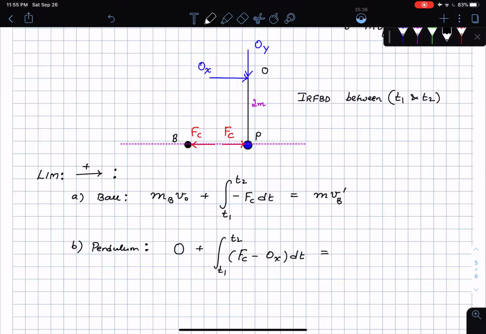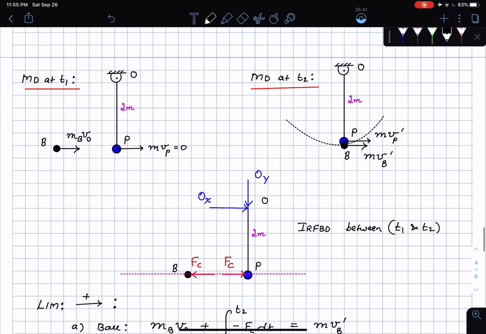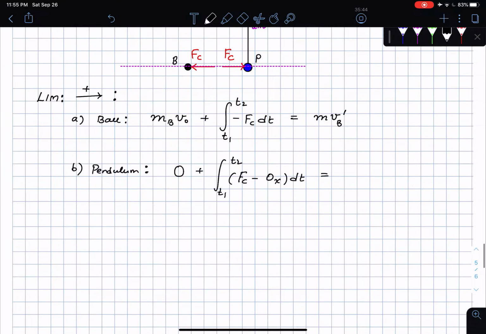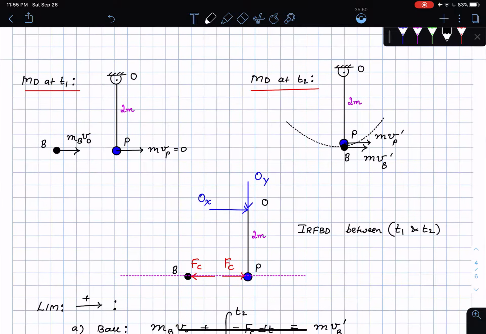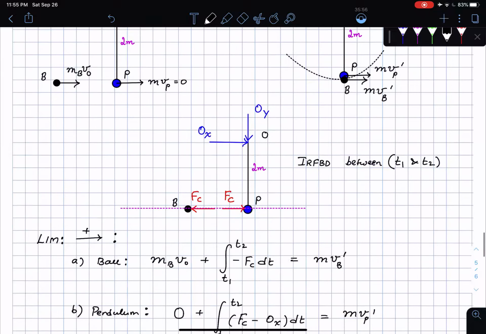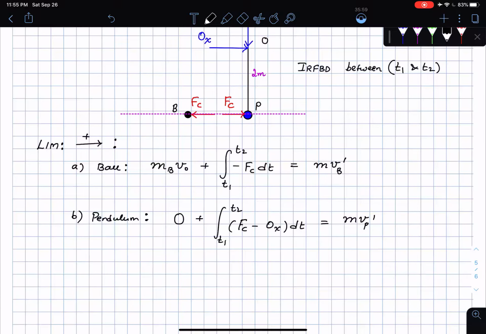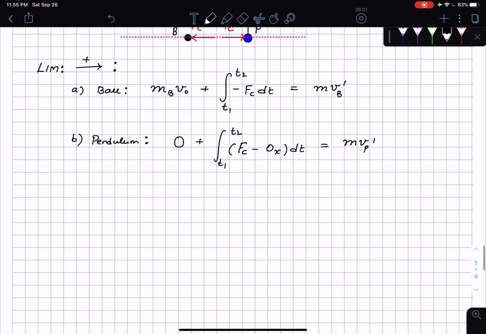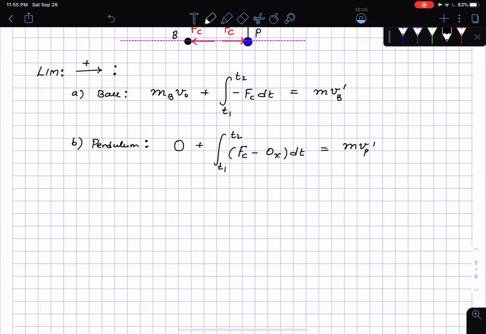And then I go to the momentum diagram at time t2 and I see, what is the linear momentum? mp vp prime. Look at the directions. Make sure you're careful with the directions. Here I'm assuming all things pointing to the right to be positive. The contact force here is pointing to the left, so that was taken to be negative. Now if I add these two equations, let me call this equation 1 and this equation 2. Equation 1 plus equation 2 gives me mb vb.